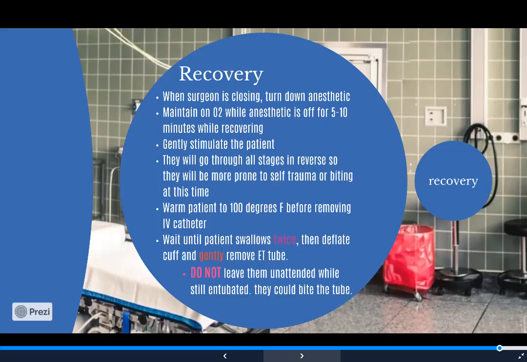That's why it's really important to keep their fear and stress down throughout the day before surgery, right? Warm the patient to 100 degrees before removing things like an IV catheter, and then wait until the patient swallows at least twice, then deflate your cuff and remove their ET tube. Please don't leave them unattended until they're extubated, and don't leave them unattended on a table. They could bite the tube. They could fall off the table. I've actually seen a patient, a dachshund, that was under anesthesia and woke up enough to roll off the table and fall.